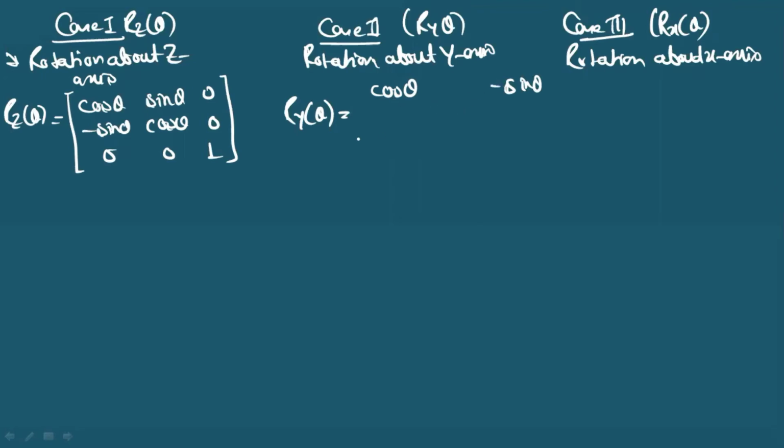Sorry, this will be minus sin theta. And this will be sin theta, this will be cos theta. So here you will write 0, this is also 0, this element is 0, this element is 0, and this element is 1.